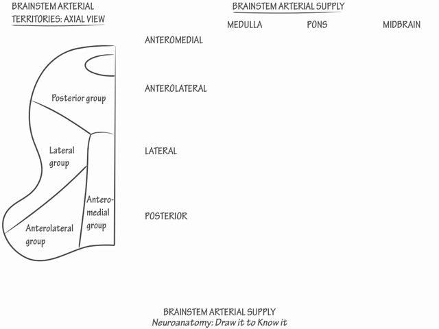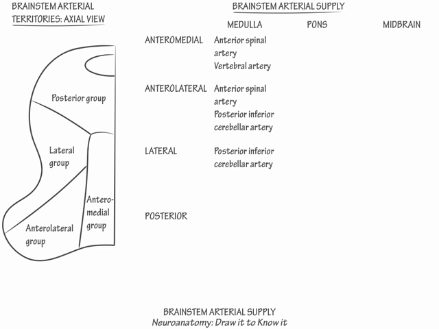First, indicate that within the medulla, the anteromedial group is supplied by the anterior spinal artery and direct vertebral artery branches. The anterolateral group is supplied by the anterior spinal artery and the posterior inferior cerebellar arteries. The lateral group is supplied by the posterior inferior cerebellar artery, and the posterior group is supplied by the posterior inferior cerebellar and posterior spinal arteries.